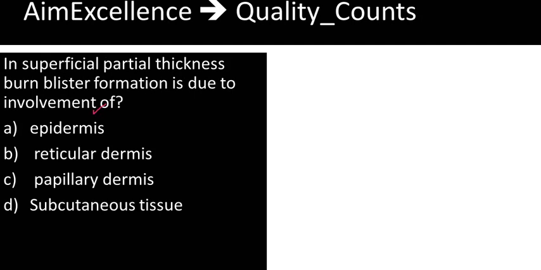Now jumping to the third question. In superficial partial thickness burn, blister formation is due to involvement of which layer? Here, the superficial partial thickness burn, which gives rise to the blister, is actually due to damage of the papillary dermis. This is going to give rise to the blister formation. Reticular dermis is damaged in deep thickness burn, and this papillary dermis burn is going to be a very painful condition. It is a very painful condition.